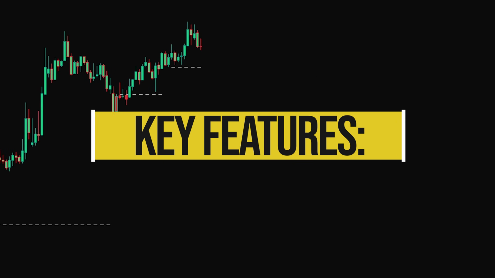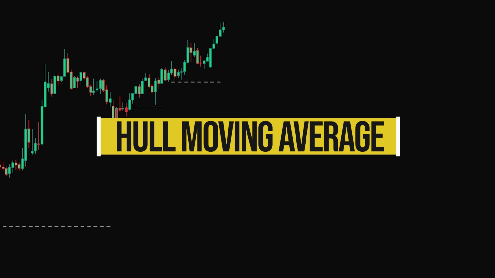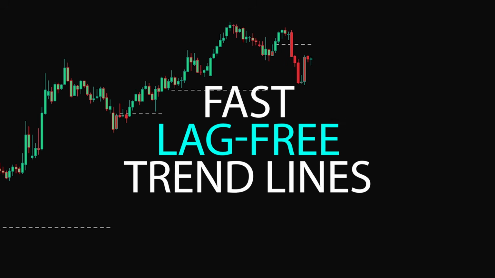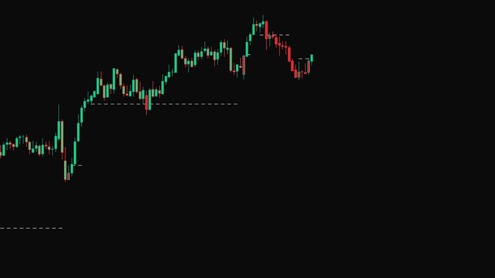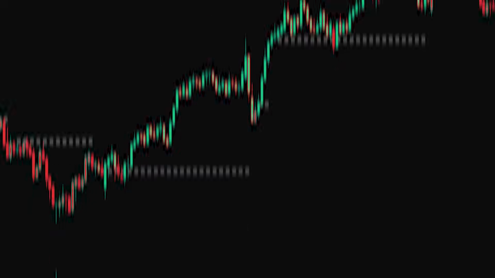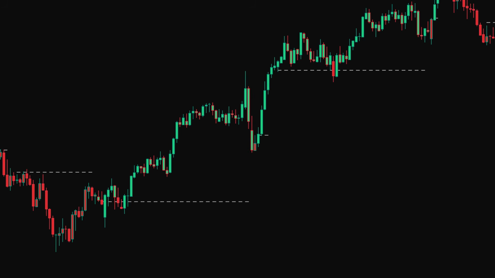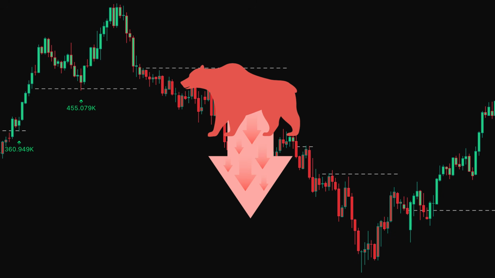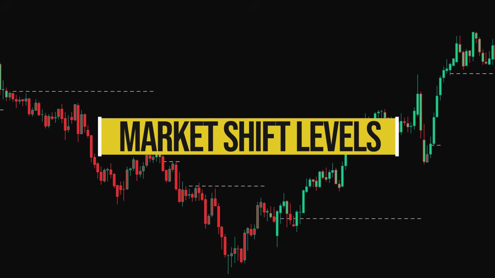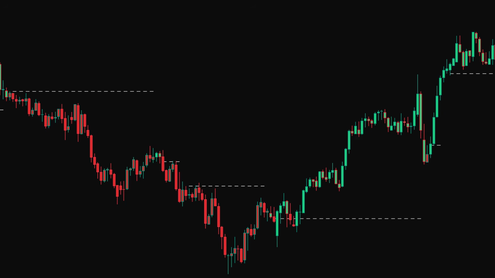Key features. At its core, it uses 2 smoothed Hull moving averages. Think of them as fast, lag-free trend lines that track price momentum. When these 2 lines cross over each other, it signals a potential shift in the market's direction. For a bullish shift, it'll draw a dashed horizontal line at the low point of that crossover candle. That's your new support level. For a bearish shift, it plots at the high of the candle as resistance. These are called market shift levels, easy to see zones where price often reacts.